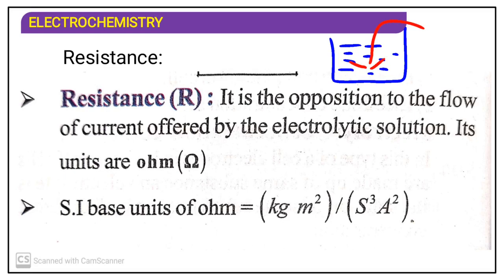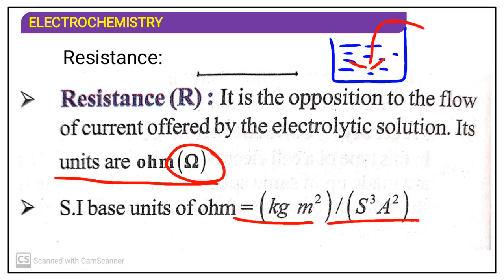Generally the unit of resistance is ohm. Keep in mind ohm; this is its symbol. But there is also an SI unit. The SI unit is kg meter square divided by S cube ampere square. Here S is called Siemens.